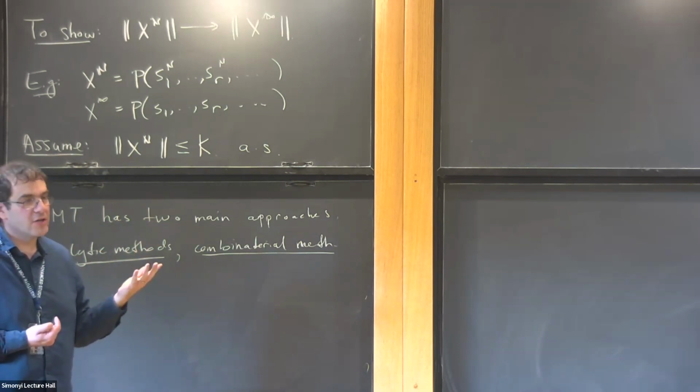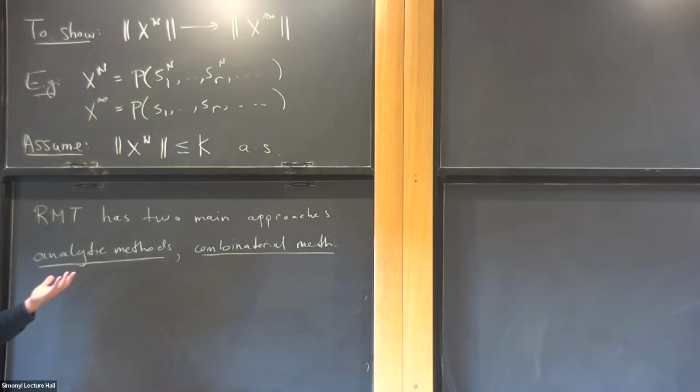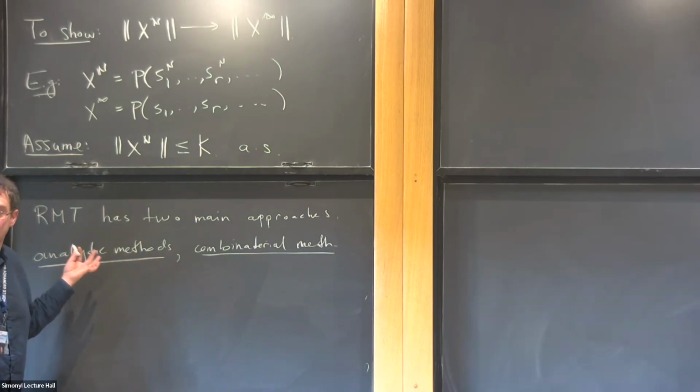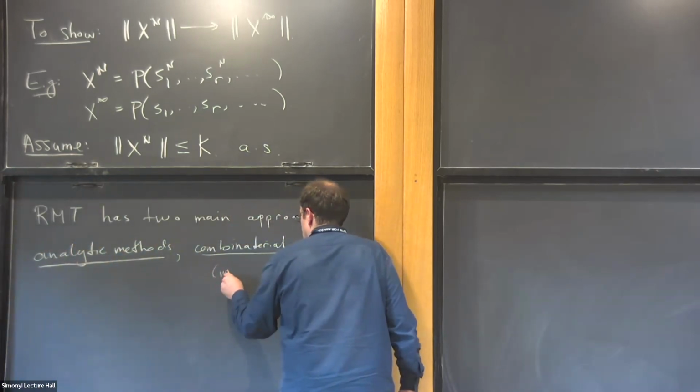Bordenave and Collins got log n over log n. So n to the minus 1/8 for arbitrary polynomials is already a major improvement. But in general, in these kinds of discrete situations, analytic methods are not powerful, because we don't have analysis. Then we have combinatorial methods, which are usually based on moments.